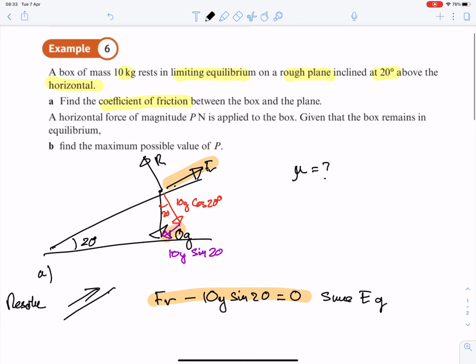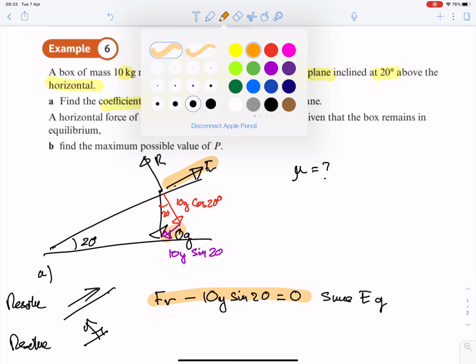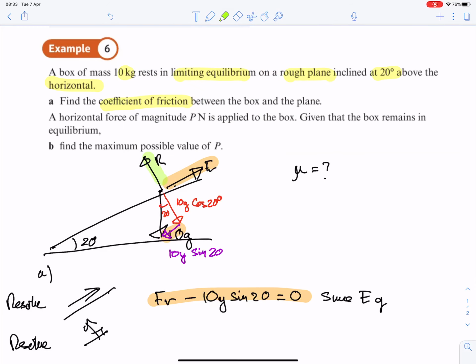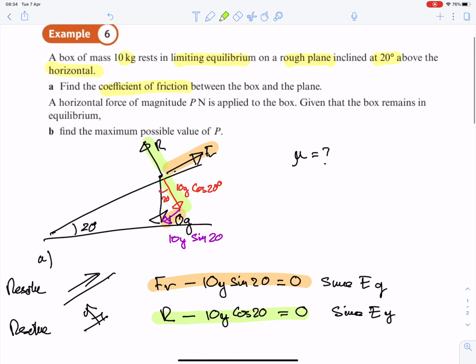Okay, now we resolve perpendicular to the plane. So here, go back to the diagram, we've got that perpendicular to the plane. So we're going to get R minus 10g cos of 20 equals 0 since in equilibrium.